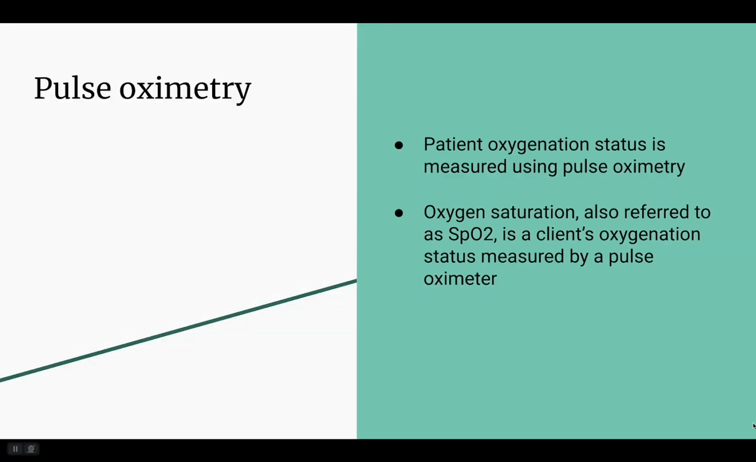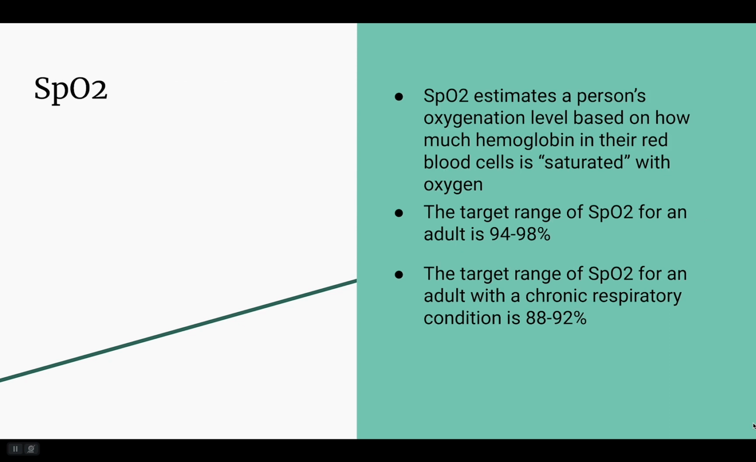The last vital sign is oxygen saturation. Patient oxygenation status is assessed routinely using pulse oximetry. Oxygen saturation, also referred to as SpO2, is a client's oxygenation status measured by a pulse oximeter. SpO2 estimates a person's oxygenation level based on how much hemoglobin in their red blood cells is saturated with oxygen.